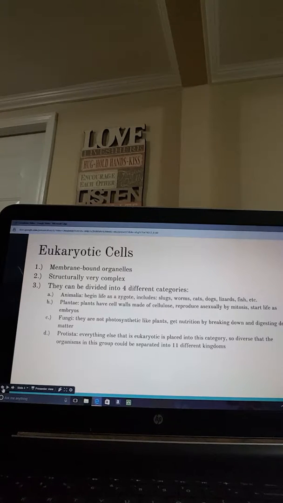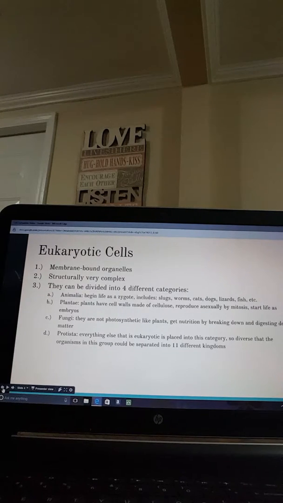And then the final category is Protista. Everything else that is eukaryotic is placed into this category. It is so diverse that the organisms in this group could be separated into 11 different kingdoms. It's interesting to think that there's only 4 categories when there can be so many different cells placed in Protista, but there really isn't a category separated for them.